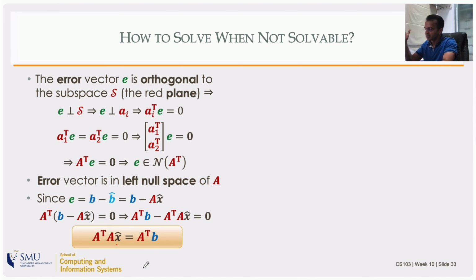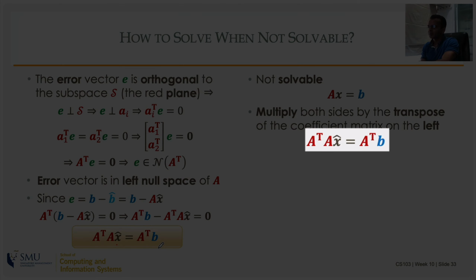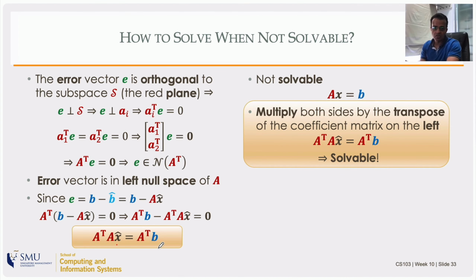So if you have a matrix A, part of a data matrix, and you have some constants vector B, you know that there is no solution. Ax equal to B doesn't have a solution. All you have to do is multiply both sides on the left with A transpose, then suddenly, magically, it becomes solvable. Multiply the coefficient matrix on the left with A transpose and the constants vector on the right hand side also, then suddenly it is solvable. So this is what you have to remember.